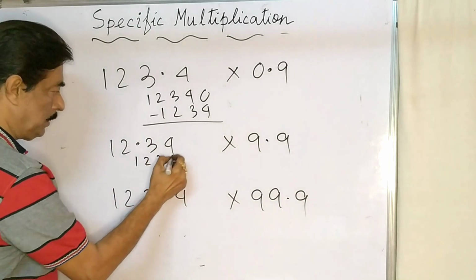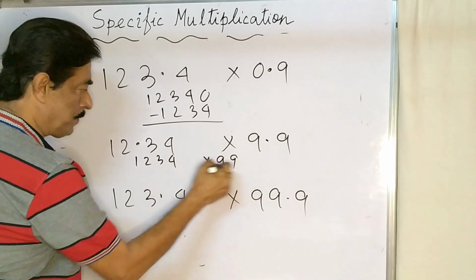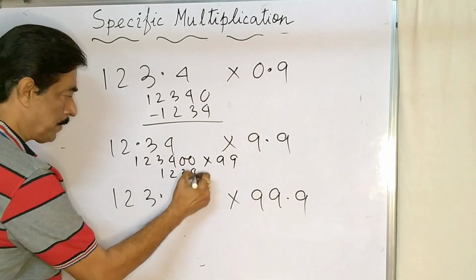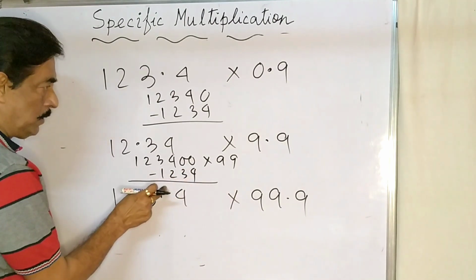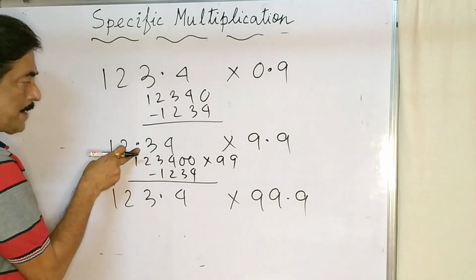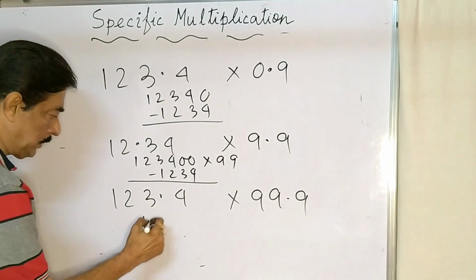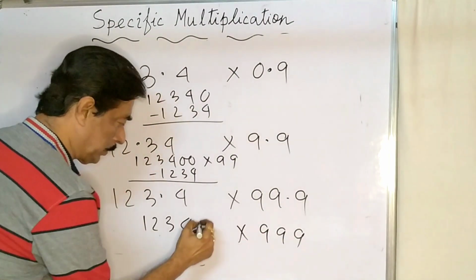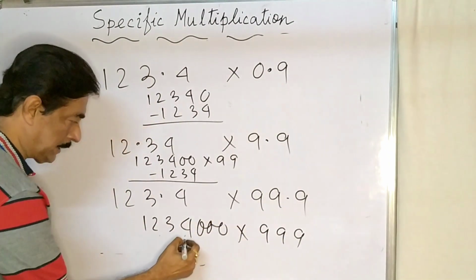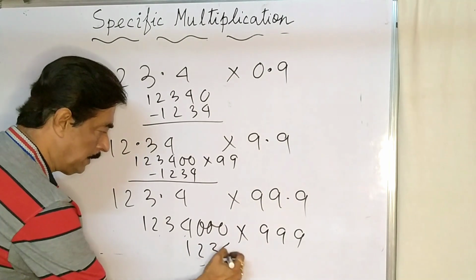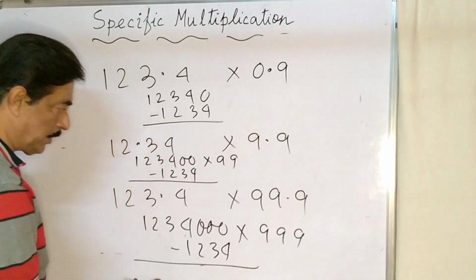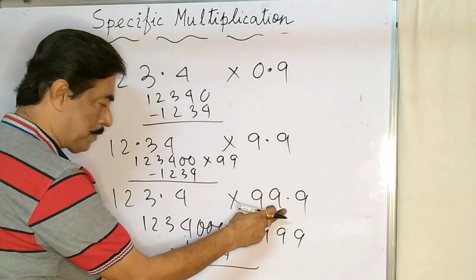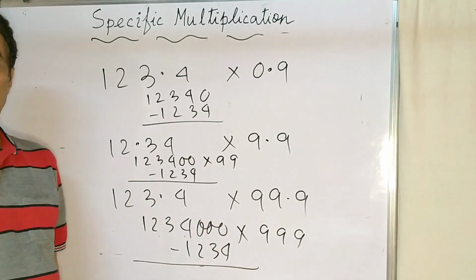1234 multiplied by 99: put 2 zeros, 2 places to the right side. Whatever your answer, put the decimal point 3 places from the right side. 1234 multiplied by 999: put 3 zeros, shift 3 places 1234, then subtract. Whatever your result, put the decimal point 2 places from the right side. You get the same result.